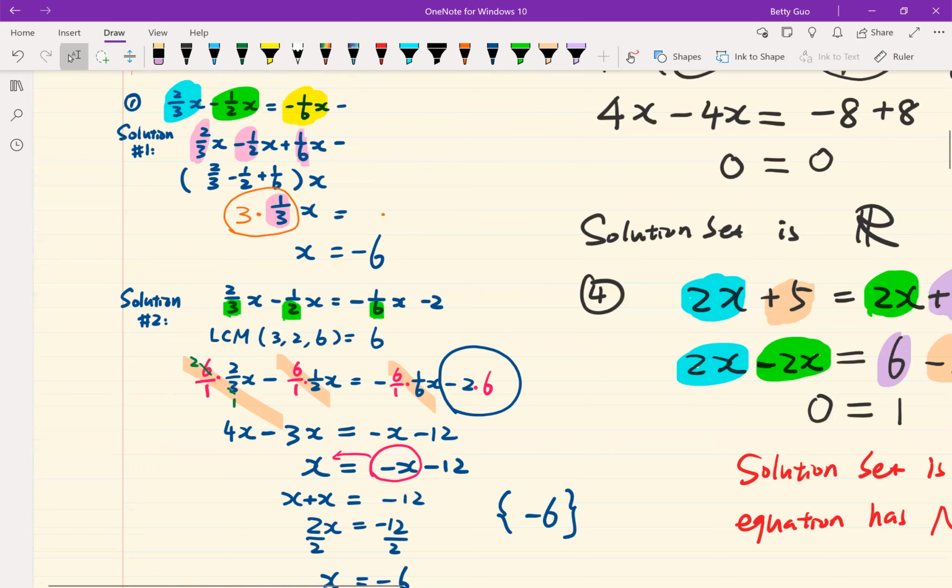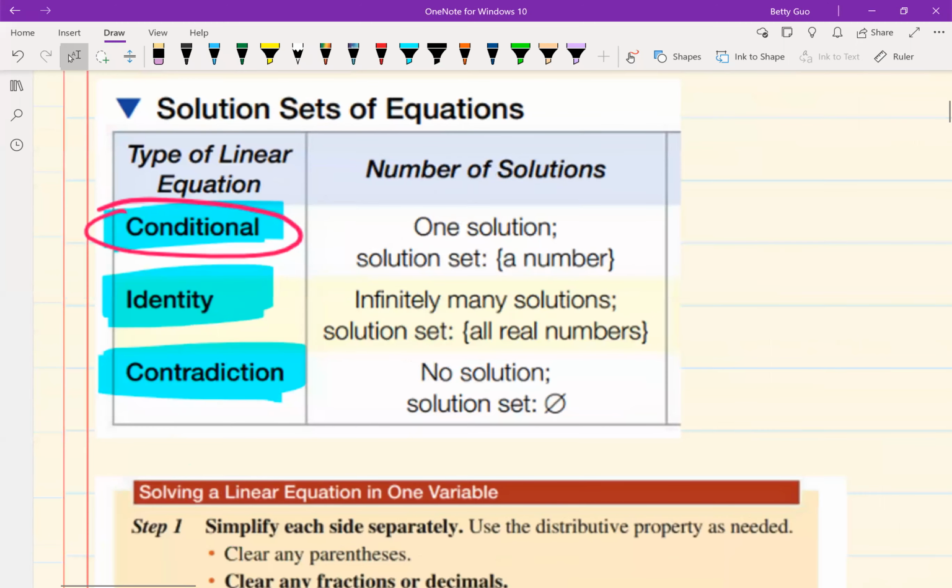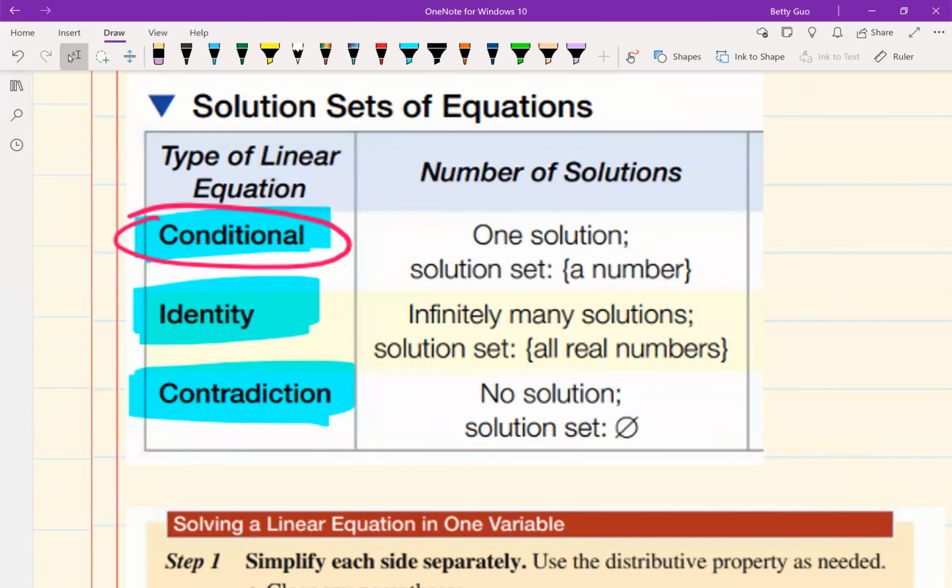Let's look at the table again. You will have something like that in test 2. I will give you a conditional, an identity, and a contradiction, and ask you to solve it and identify the solution. You can see here, conditional, one solution. Solution set contains one number only. Identity, infinitely many solutions. Solution set contains all the real numbers. Contradiction, no solution. Solution set is empty. All right, are we good?